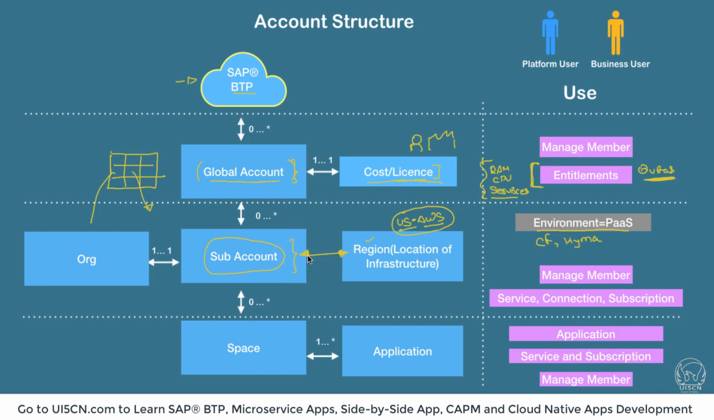So whenever you create a sub account, you need to tell what is the location this sub account needs to be created, and this is the region where all the infrastructure is allocated. And on top of that infrastructure, you have to decide what kind of environment you have to create. So for example, you are creating a sub account on US AWS, then within that sub account, do you need a Cloud Foundry environment or a Kyma environment, or you can have both.